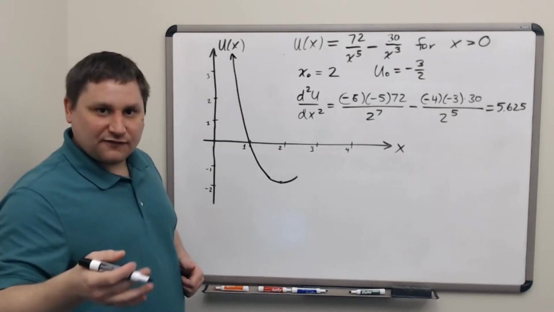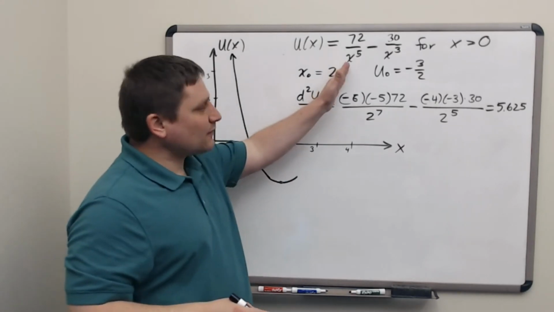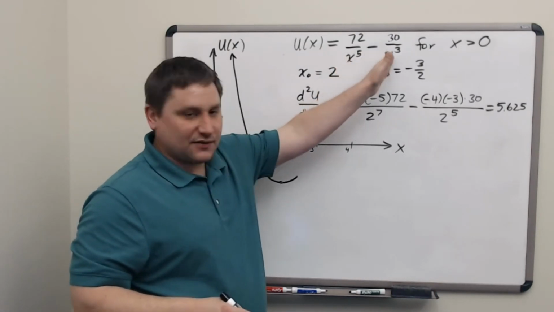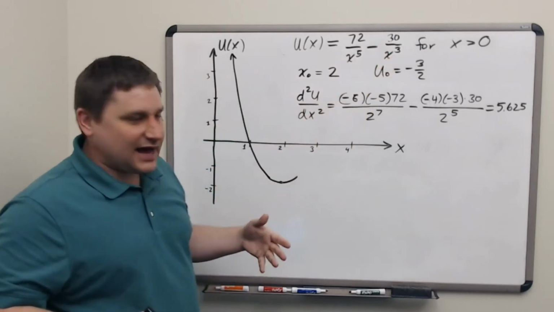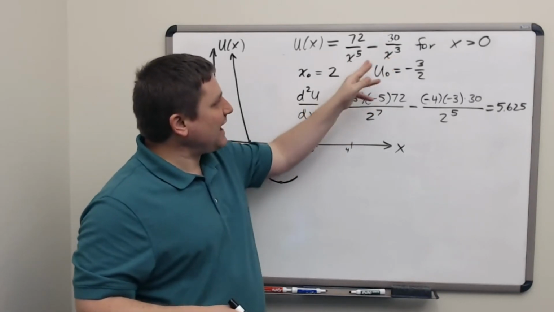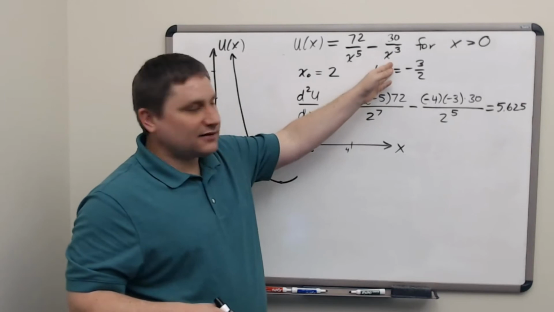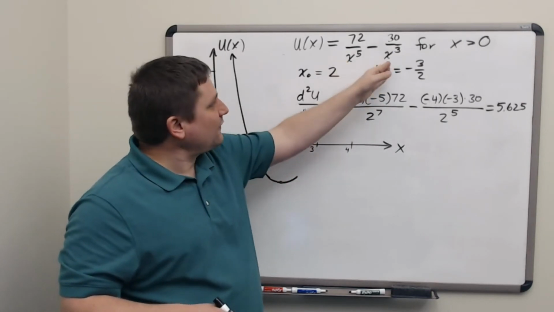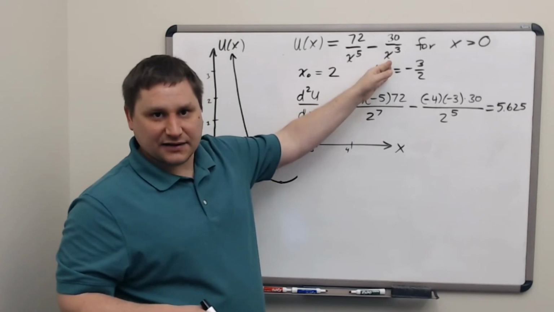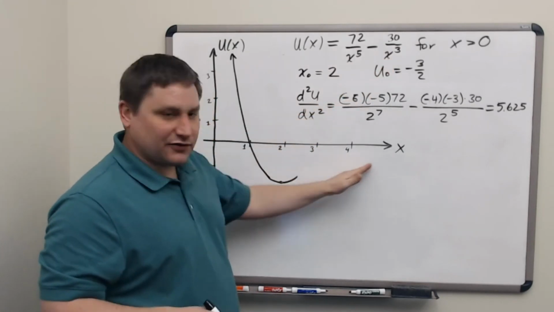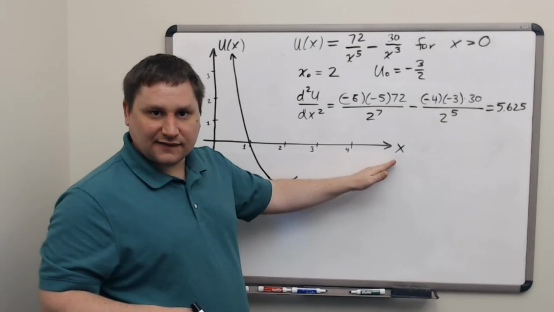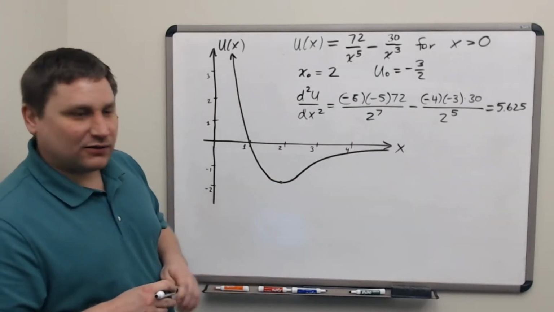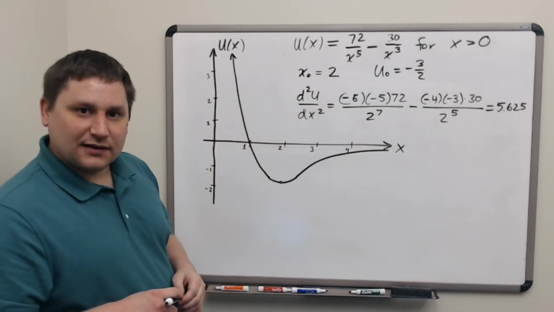As x approaches infinity, both of these terms go to 0. This one is positive again, and the second one is negative. But again, because this one has a different power than the first, it goes to 0 slower than 1 over x to the 5th. Therefore, the function remains negative as we approach x equals infinity, but it has a horizontal asymptote.